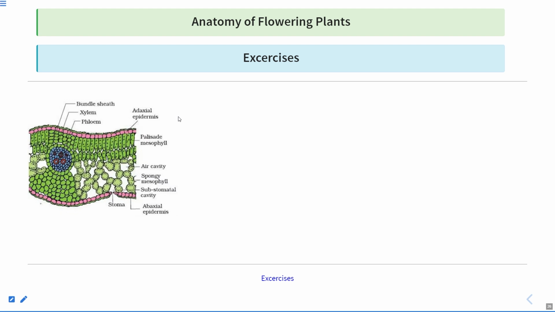Okay, so this is all about this session. In this session, we have completed the exercise part of the anatomy of the flowering plants. We will have another session to discuss some other exercise.